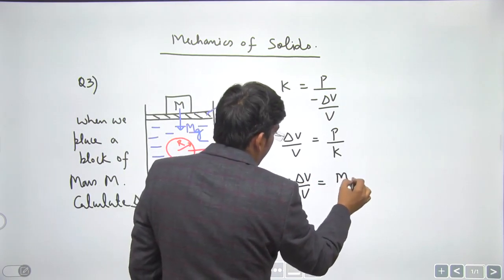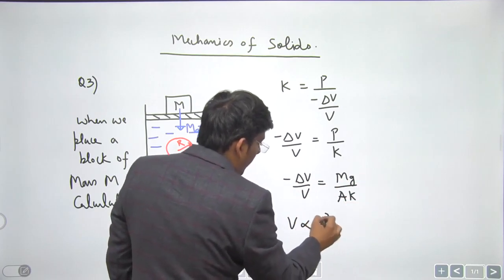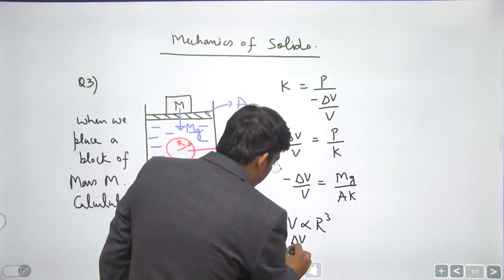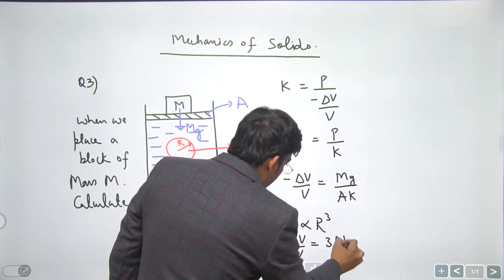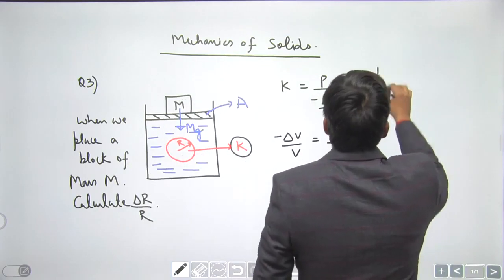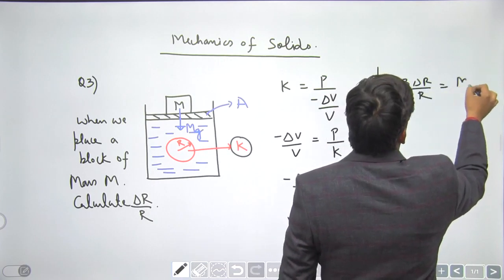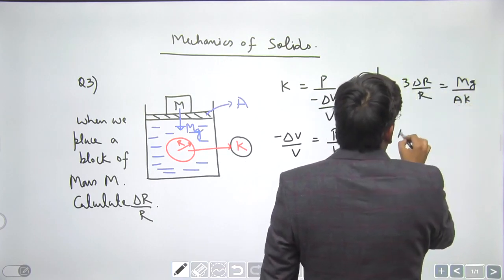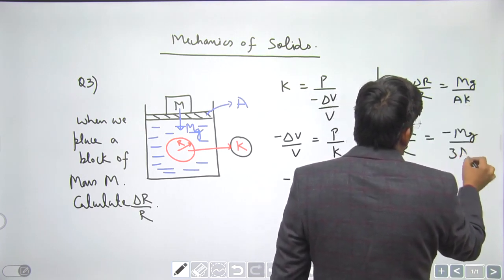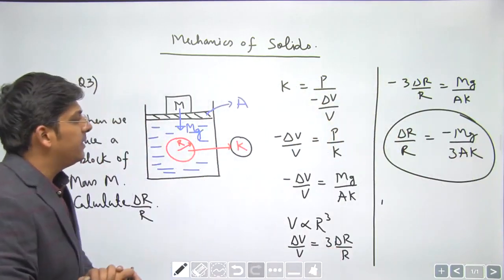Volume is proportional to r cube. Obviously it is 4 by 3 pi r cube. Using the formula for errors, we get delta V upon V is equal to 3 delta R by R, dear students. So now we get minus 3 delta R by R equals Mg divided by AK. So this is very important. Fractional change in radius is going to be minus Mg by 3AK, dear students. The negative sign indicates that the radius is obviously going to decrease because of the increase in pressure.